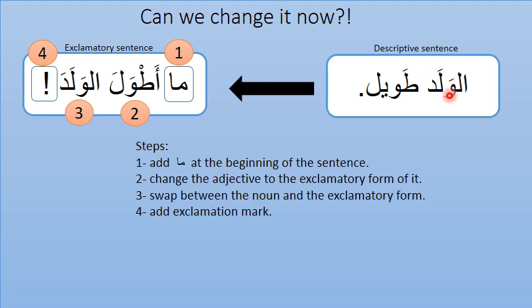You need to swap between the exclamatory form and the noun. So instead of saying الولد أطول, you need to say أطول الولد. You need to swap between these two. ما أطول الولد. And you need to end your sentence with an exclamation mark. ما أطول الولد exclamation mark. So instead of saying the boy is tall, you're going to be wondering how tall is that boy, or what a tall boy.